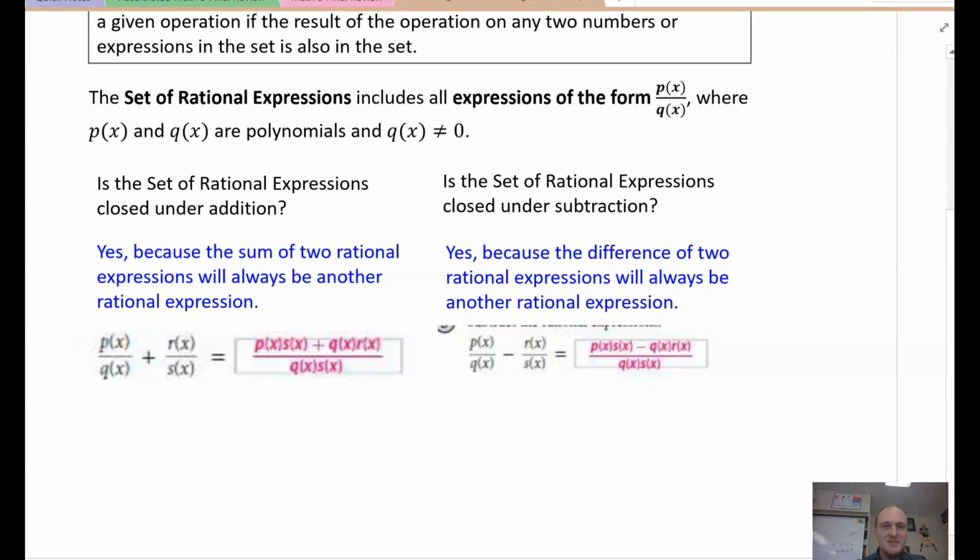So yeah, because if I add two rational expressions, it's going to equal a rational expression. Duh. Right? Same idea with subtraction.